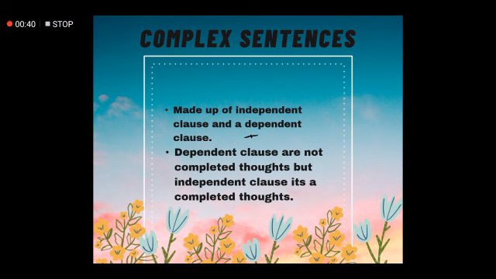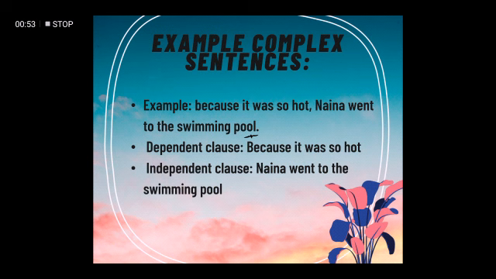A complex sentence is made up of an independent clause and a dependent clause. Dependent clauses are not complete thoughts, but an independent clause is a complete thought. Example of a complex sentence: Because it was so hot, Naina went to the swimming pool. Dependent clause, because it was so hot. Independent clause, Naina went to the swimming pool.